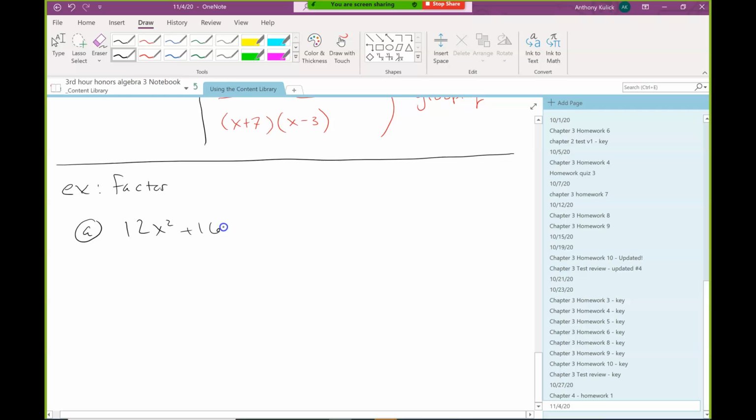So let's say we want to factor 12x squared plus 16x minus 35. So we'll start by determining the two numbers that multiply to give us 12 times negative 35, which is negative 420, and then add to give us positive 16.